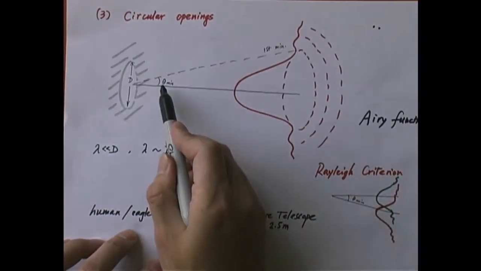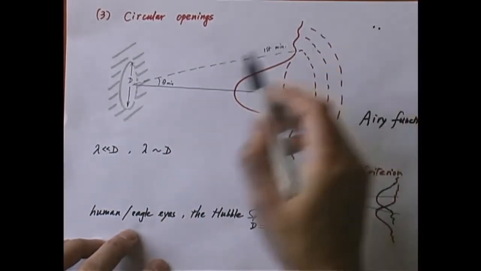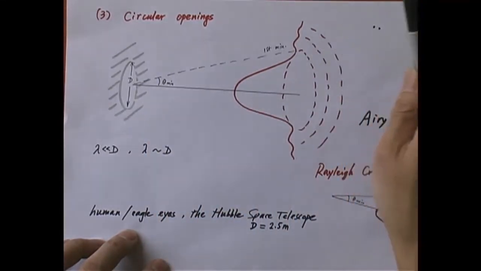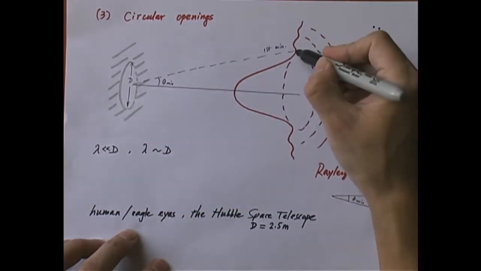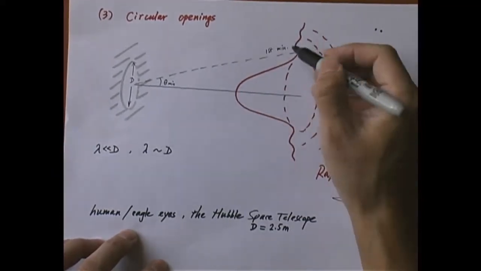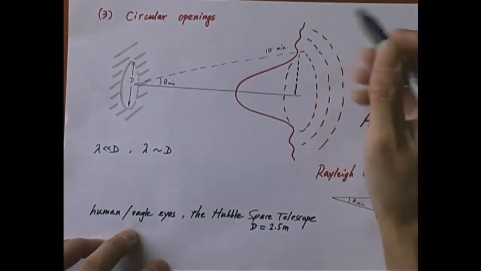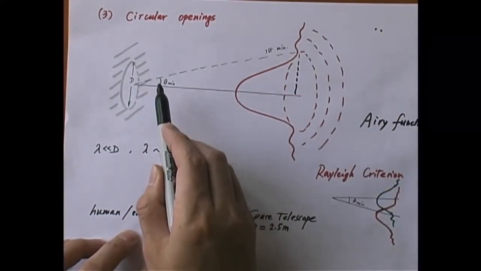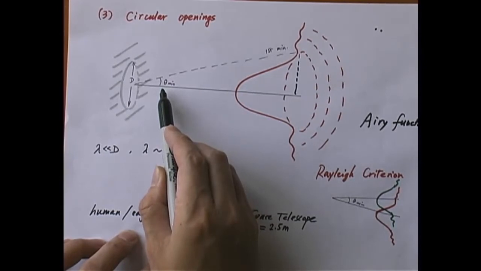So what is the angular size of the Airy spot? That is from the first minimum, the edge of the Airy spot, to the center. You can find this angle. We call this theta minimum. What is that equal to?